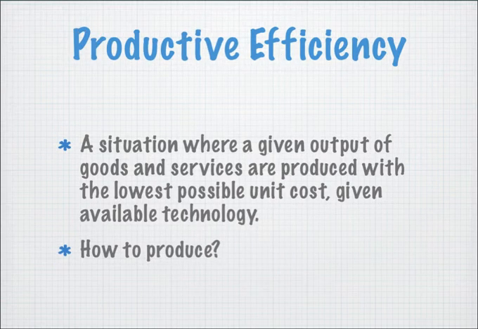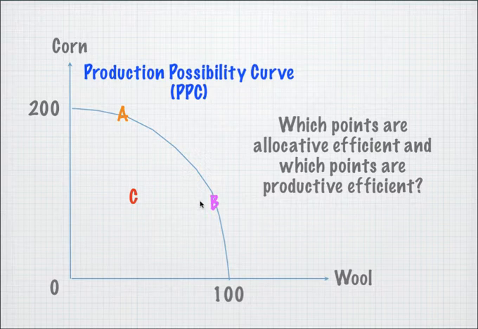And the next concept is productive efficiency. Productive efficiency is a situation where a given output of goods and services are produced with the lowest possible unit cost, given the available technology. In other words, it's a question of how to produce the given goods, how to produce a combination of goods and services. So take note about this definition. I'll explain it with the diagram.